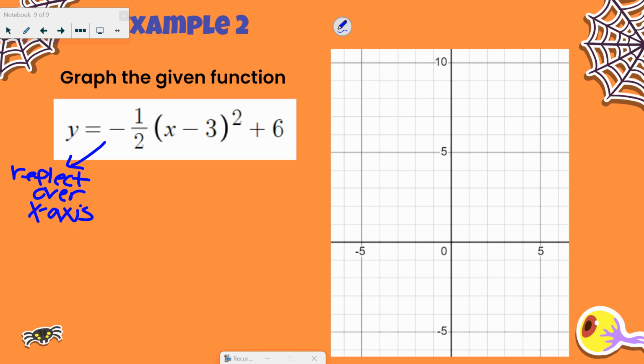What else do you guys see? Right 3. Good job. We go right 3. What else do you see? What do you see, Morgan? Up 6. And anything else? Is that it? Did we get all the transformations? What do you see, Laura? Good job. Compressed by 1/2.